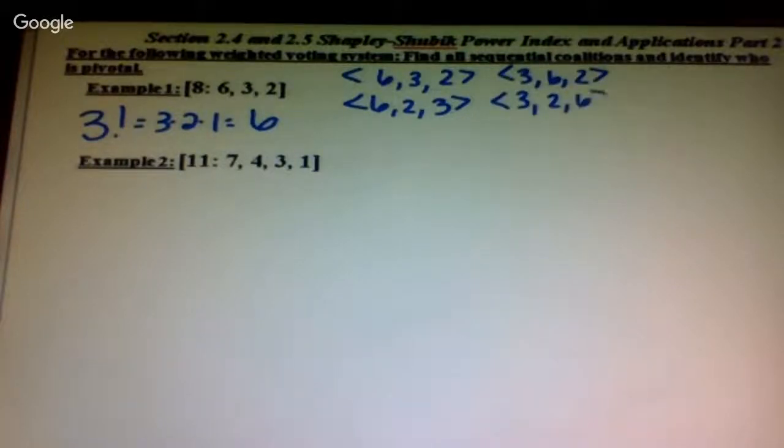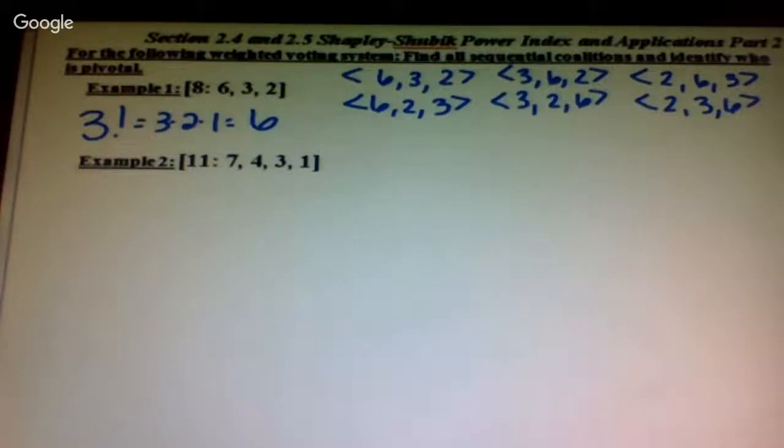Let's start with what they give us. 6, 3, 2. How else can I write this? 6, 2, 3. 3, 6, 2. 3, 2, 6. 2, 6, 3. 2, 3, 6. Not too bad, right? Terrible.